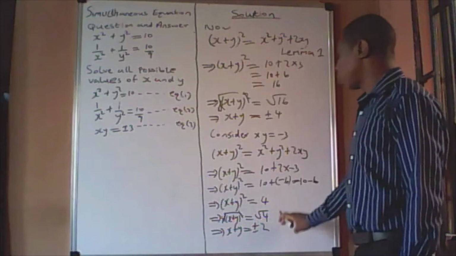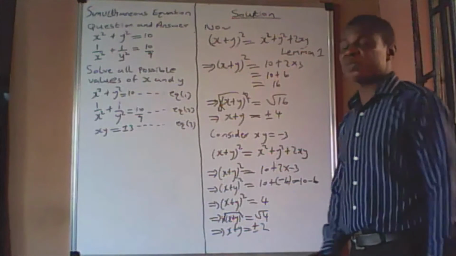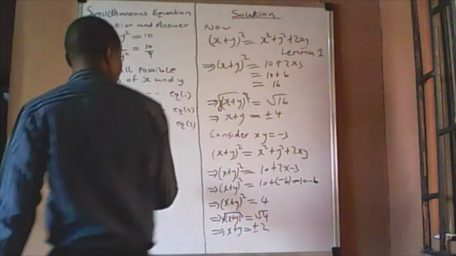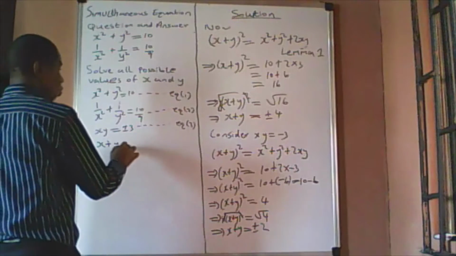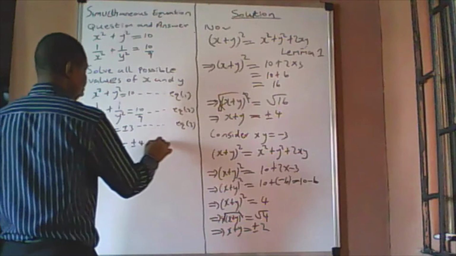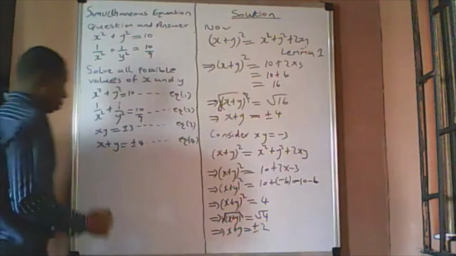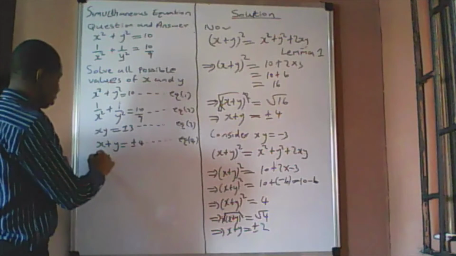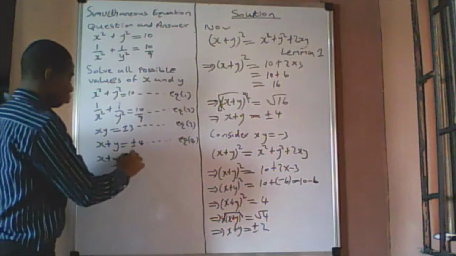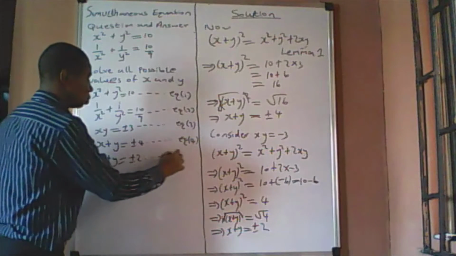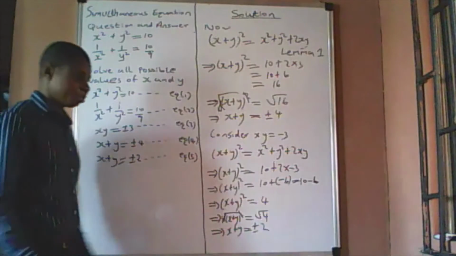Having derived these two equations, call this one equation 4 and call this one equation 5. x plus y equal to plus or minus 4 is equation 4. Then x plus y equal to plus or minus 2 is equation 5.